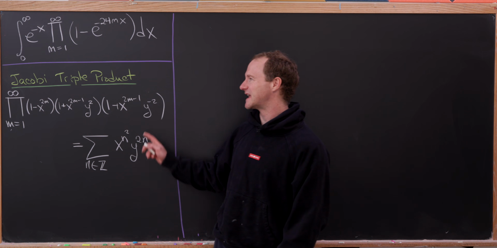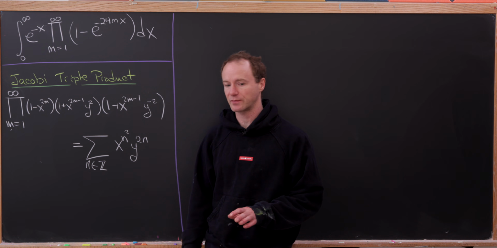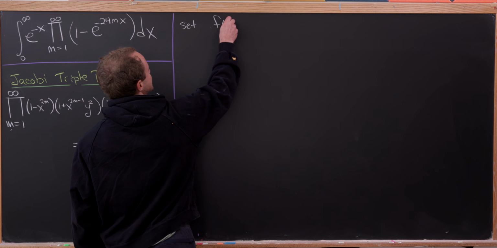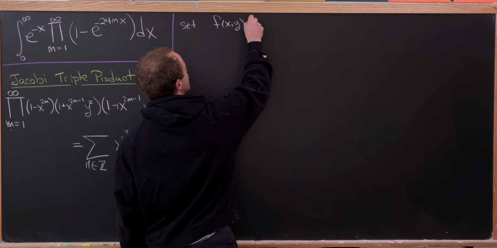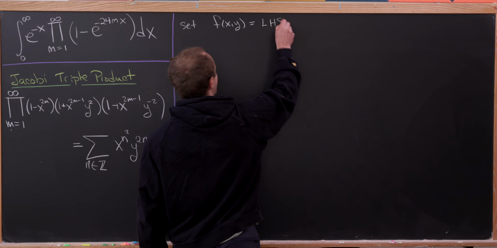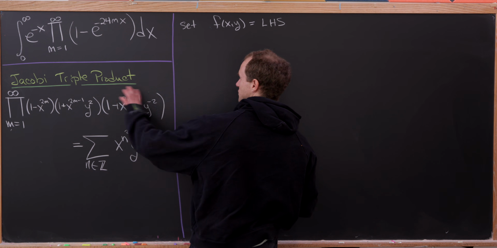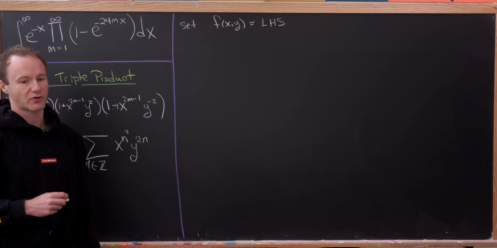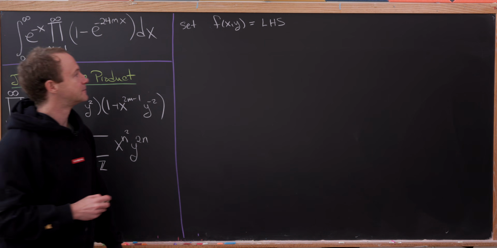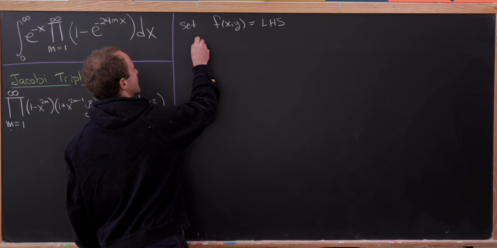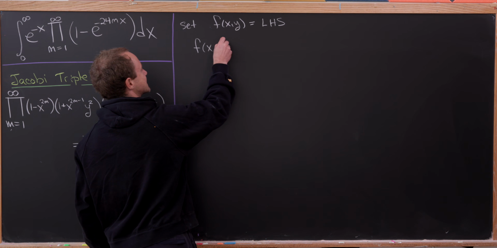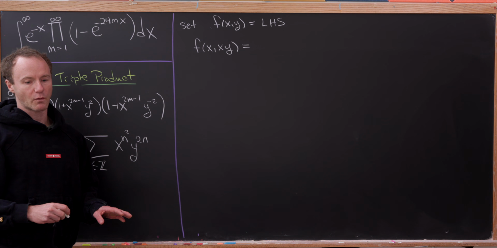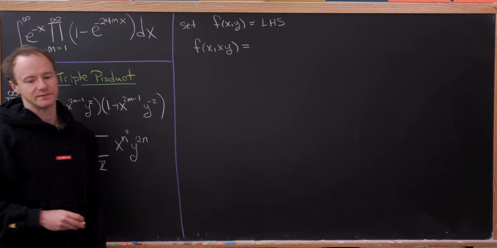Okay, so let's sketch the proof of this Jacobi triple product. So here's what we'll do. We're going to set f of x, y, so this is a function of two variables, equal to the left-hand side of this equation. And so that's our triple product, the product side of our product to sum identity. And now let's do the following calculation. Let's look at f of x comma xy. So in other words, we're replacing all of the y's with x times y.